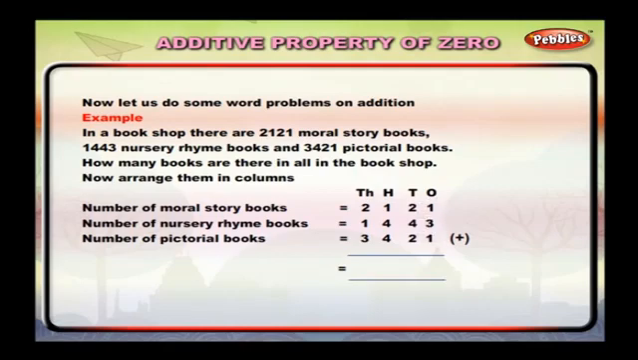1 plus 3 plus 1 is equal to 5. Add the tens now. 2 plus 4 plus 2 is equal to 8. Add the hundreds. 1 plus 4 plus 4 is equal to 9. Add the thousands. 2 plus 1 plus 3 is equal to 6. The total number of books in the shop is equal to 6,985.